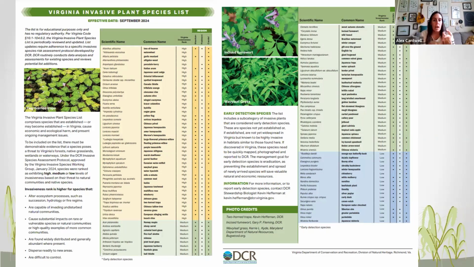Plants are broken up into high, medium, and low ranking levels of invasiveness. And it gives you their scientific and their common name, but it also gives you an idea of, again, what it means to be invasive and the early detection species. So there's quite a lot of things on here. There's certain plants that were increased. A lot of plants moved to the high category. Some controversial plants have been added.